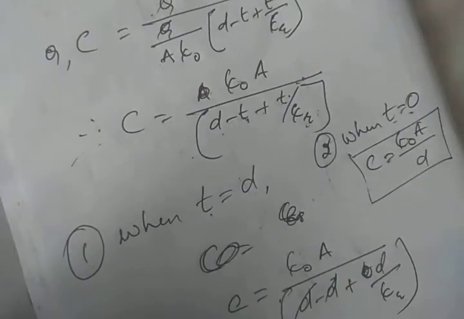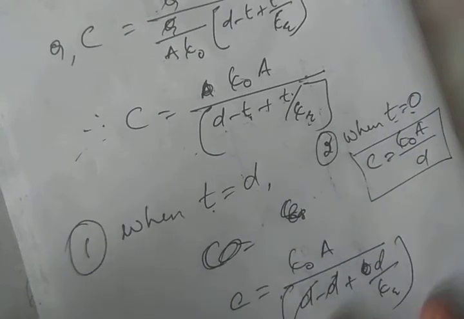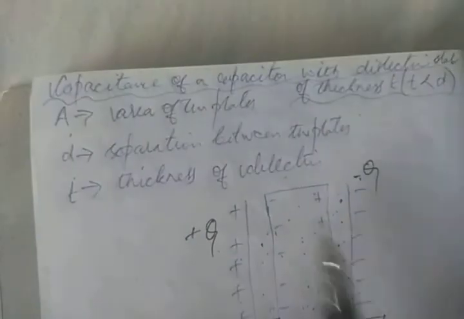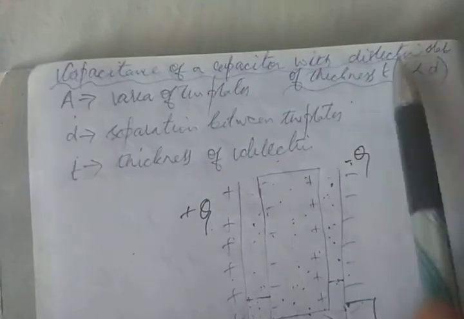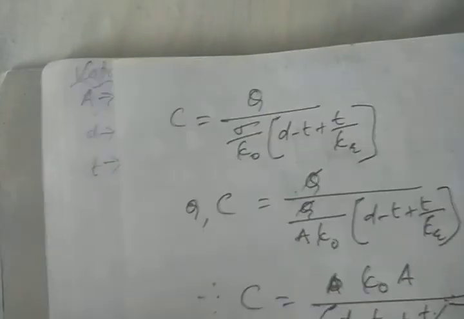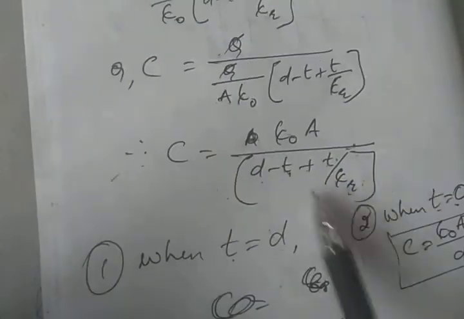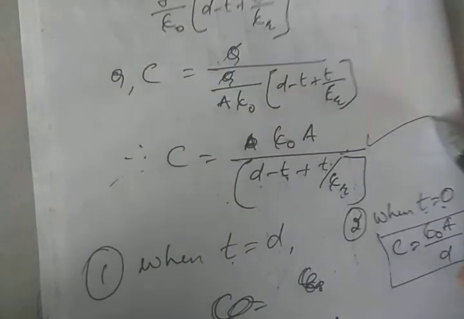So this derivation is very, very important, that is, the capacitance of a capacitor with a dielectric slab of thickness t lesser than d. To land up at this expression, it's important for you all, remember.